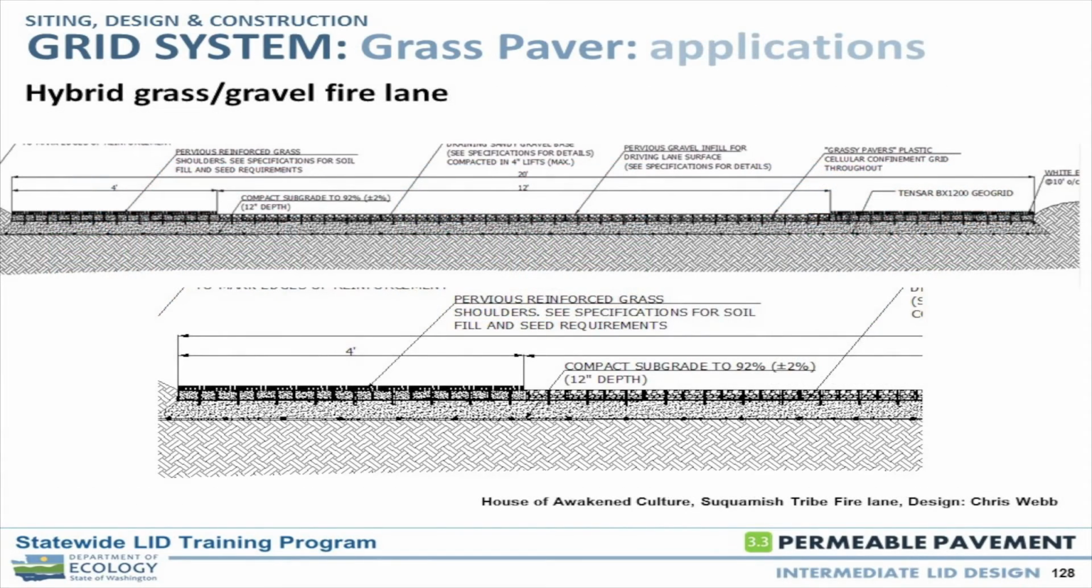And this next image here is the fire lane design for the Suquamish Community House. Not only does it show the structural section, I think it's a particularly elegant solution to combine the gravel and the grass fill into one system. So you can see the triaxial geogrid that I've got down at the bottom of the section. I fill with a coarse medium sand, and that's my road section. And then there's the plastic grid system, and I fill the outer 4 feet on either side with the grass, and then the inner 12 feet is filled with gravel.